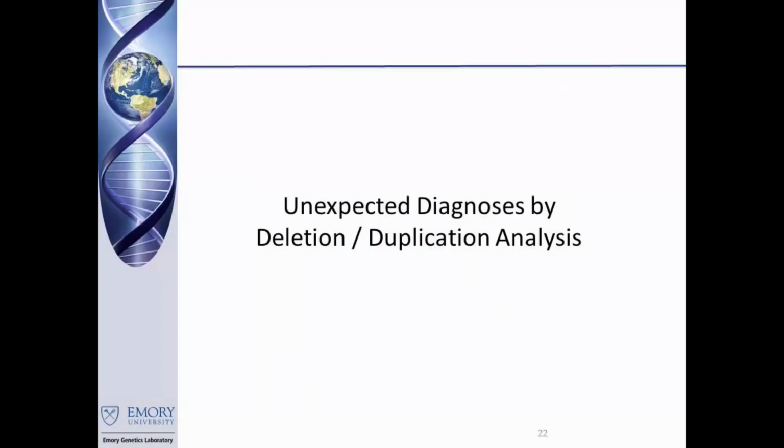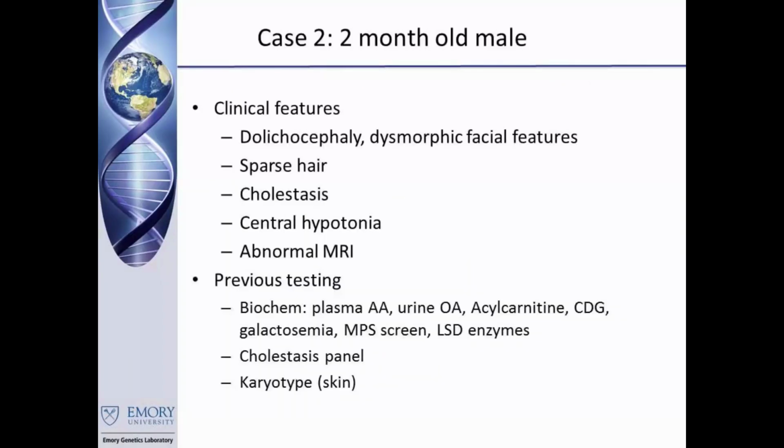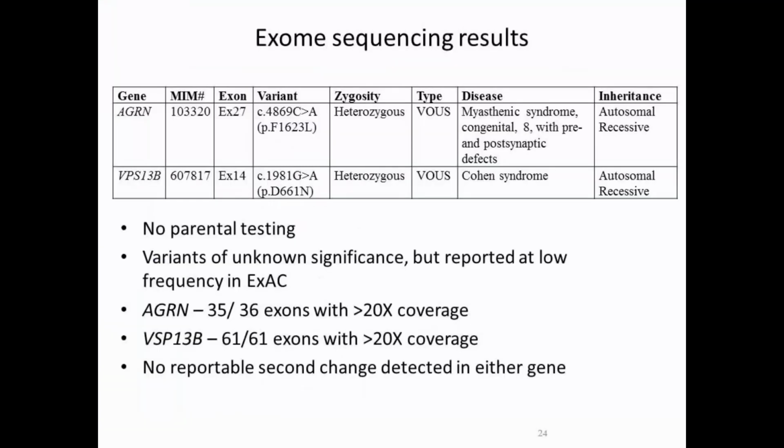The second example is an unexpected diagnosis by deletion duplication analysis. This is a 2-month-old male, again with a range of features, but I think the important features to point out are dysmorphic facial features, cholestasis, and sparse hair. Again, a range of previous testing had been done on this child, and they ordered exome sequencing. Now, as you all know, when we are doing exome sequencing, you hit upon these missense changes, and the struggle begins because we are trying to do the genotype-phenotype match. And we reported changes in these 2 genes. Both genes had proper coverage, so we didn't drop out an exon by exome sequencing. And both are autosomal recessive conditions, and we did not have a second reportable change in either gene.